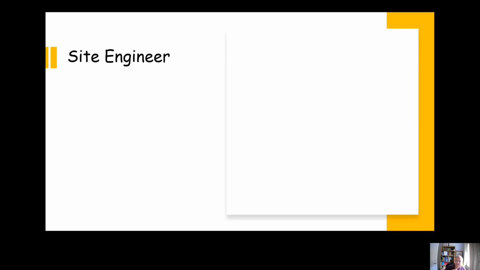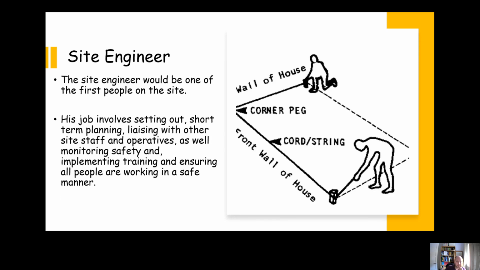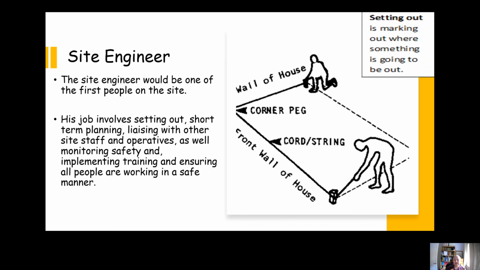So first, the people that we're going to look at on the site, after the site manager, is the site engineer, because he's one of the first people who's going to come on the site. The site engineer sets out where the property is going to be, essentially. He'll come out, measure, look at the drawings, measure off known points, and set out where the house is going to be. And then people would start to dig the foundations at that point.